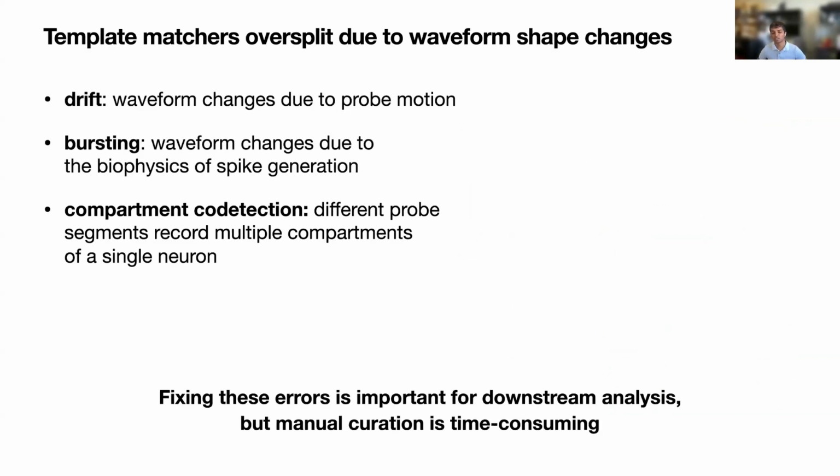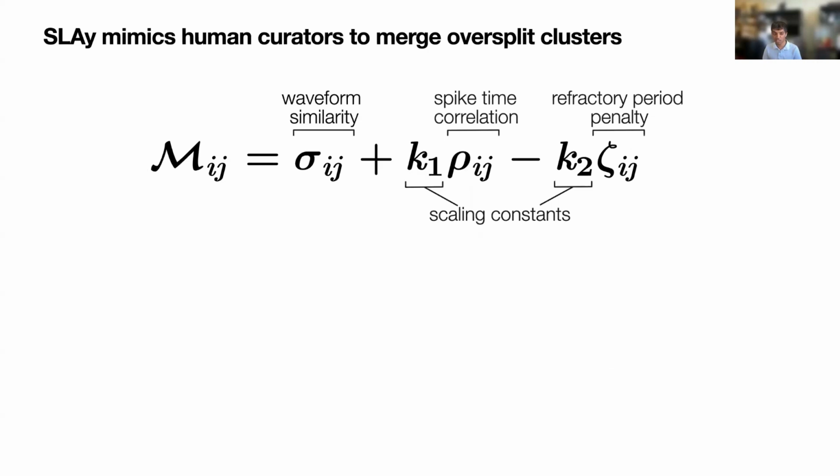So usually correcting these errors is a core part of manual curation, and especially for studies that are concerned with single neuron tuning properties, these are very important to the scientific findings. But as recordings grow in the number of channels and as people implant multiple probes simultaneously, the amount of time it takes to fix these errors becomes infeasible. So that kind of motivated us to develop SLAY, which is our algorithm to correct these errors.